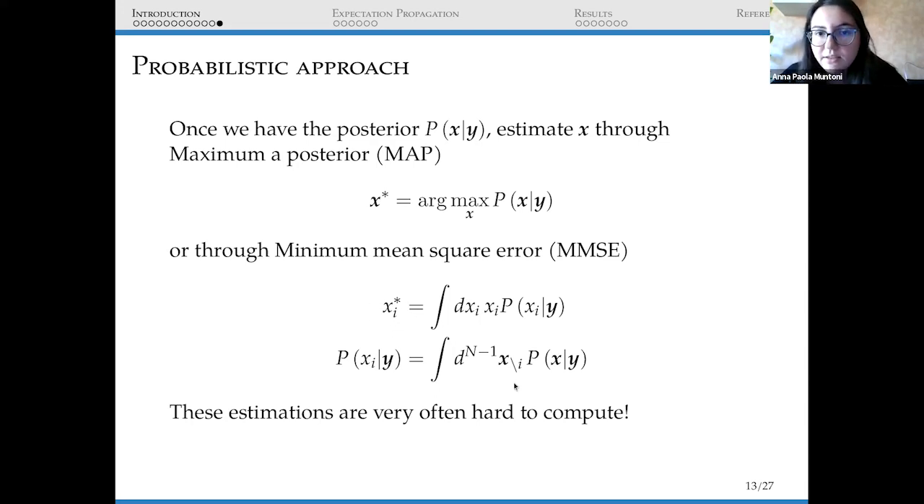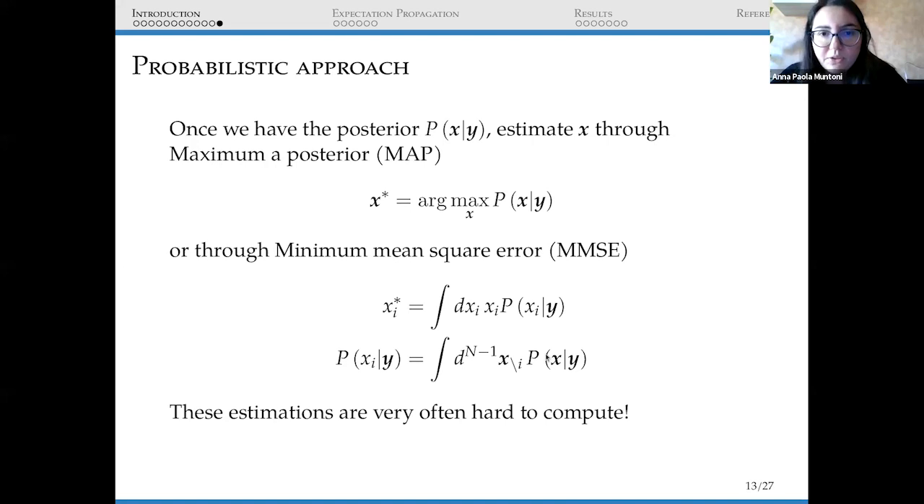Unfortunately, in these settings, in both cases, the problem is hard to compute. So the two estimators are hard to compute. It's actually impossible to do that, because here you have to maximize something, so you have to compute the normalization of this distribution, which is not feasible. Here you have to marginalize something that cannot be normalized. So in general, you cannot compute this.